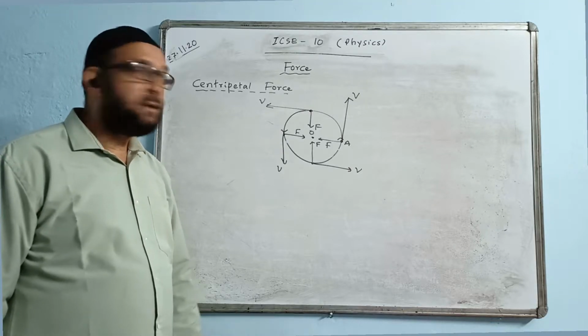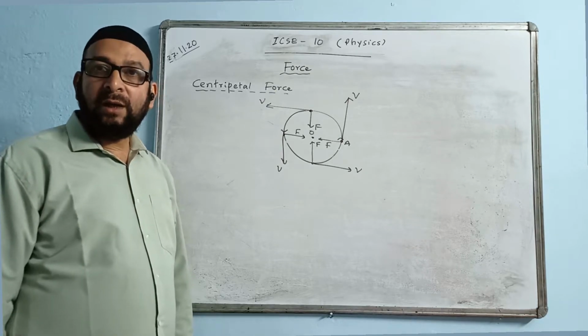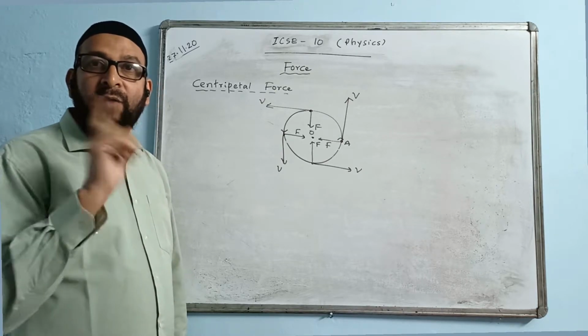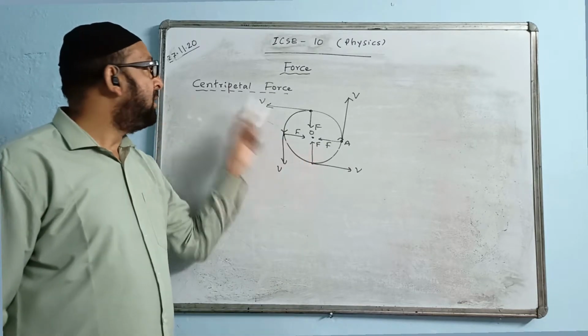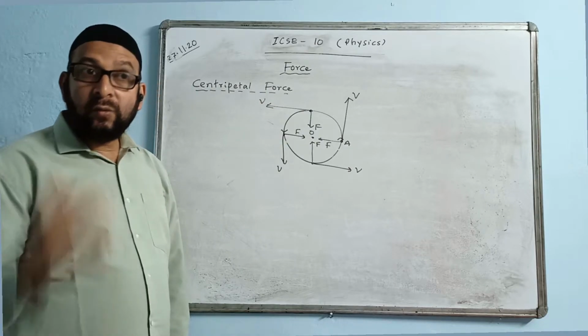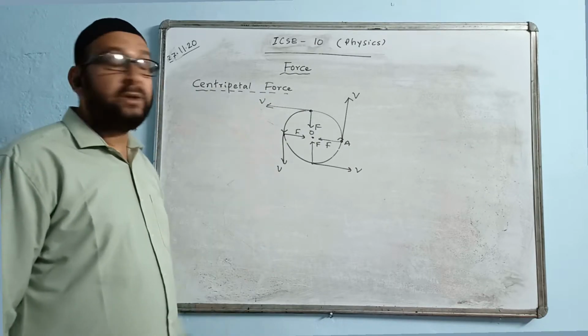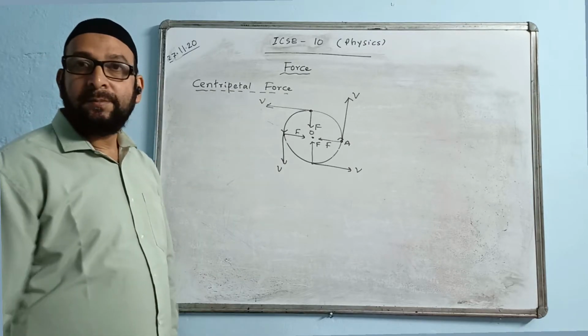What direction does it act? Towards the center. Name the force required to keep a body in uniform circular motion. The name of the force is centripetal force. What is its direction? Towards the center. Centri means center, petal means towards.